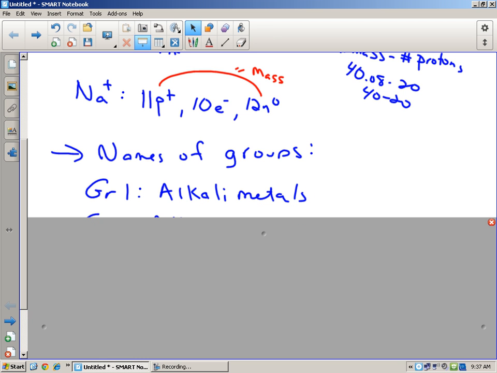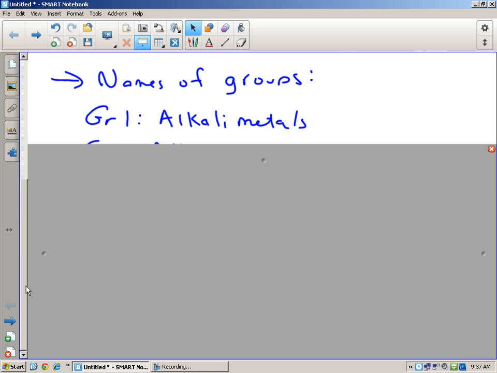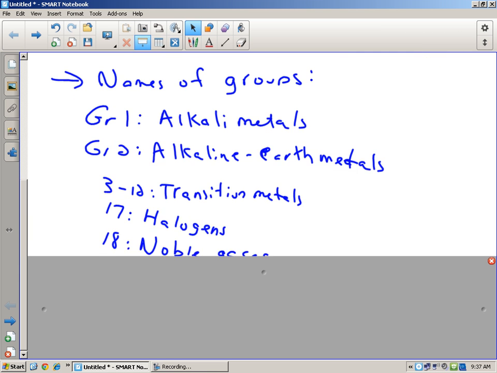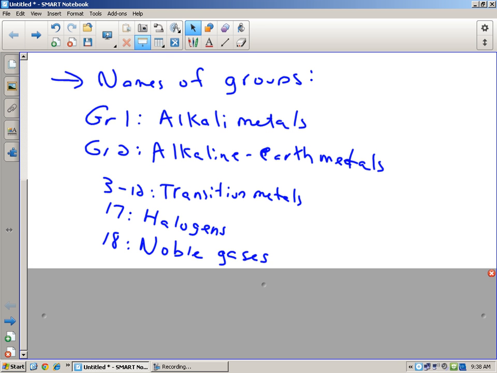Next. Names of the groups. We need to know all the names of the groups. This is something you should always know, not just for this. Group 1 is called the alkali metals. Group 2, alkaline earth metals. 3 to 12 are called the transition metals. I have to do this very, very quickly, so that's why it's very messy. Group 17 is halogens, and group 18 is noble gases.